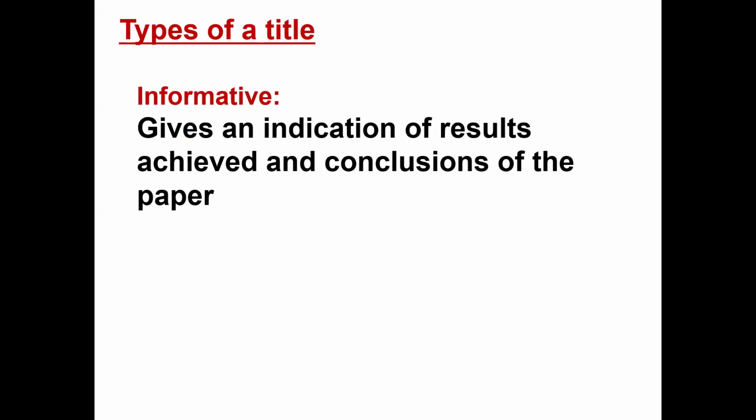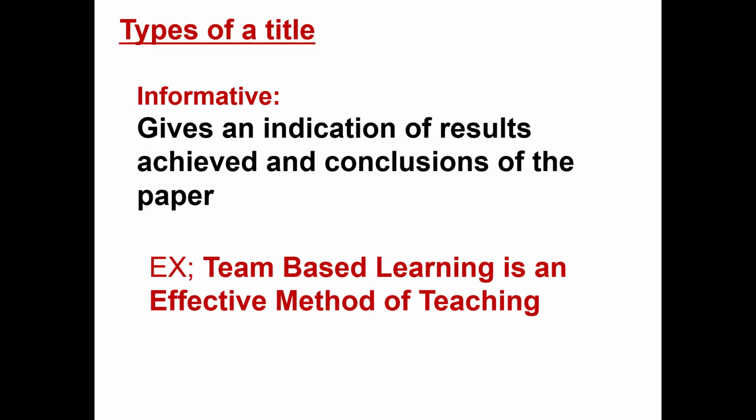On the other hand, the informative title gives an indication of part of the result and part of the conclusion of the paper. This is an example: team-based learning is an effective method of teaching. Here, the researcher gives us an idea about part of the result. So the indicative title is not giving us any idea about the result, just telling us what the researcher is going to do, and the informative title is giving us part of the result.